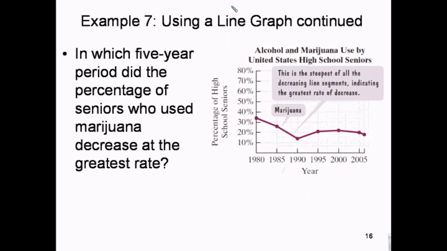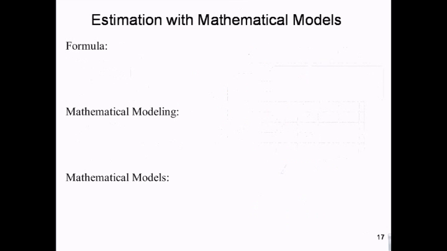Okay. We can look at this and ask, in which 5-year period did it decrease at the greatest rate? Well, you look at the slope, the steepness of the line. Yeah, 85 to 90 is the steepest part of the line, right? So that would be the 5-year period where it decreased the most rapidly. Line graphs are pretty good. Okay, we're going to stop there.